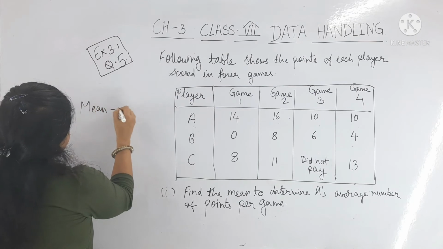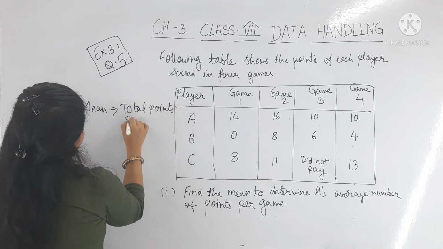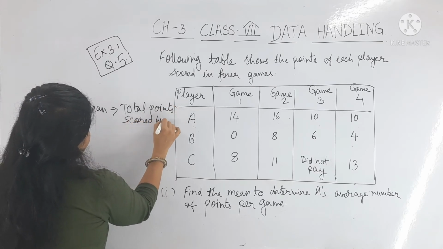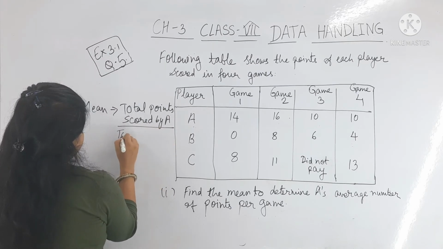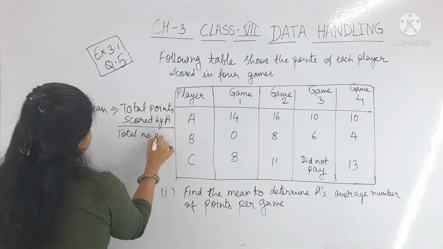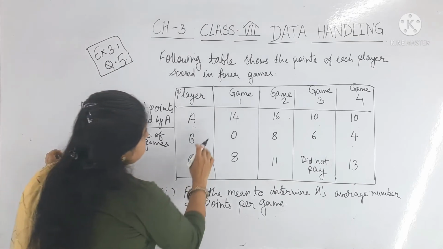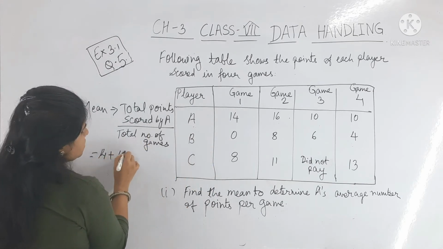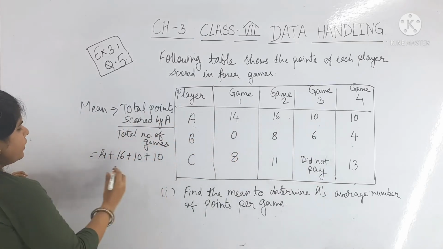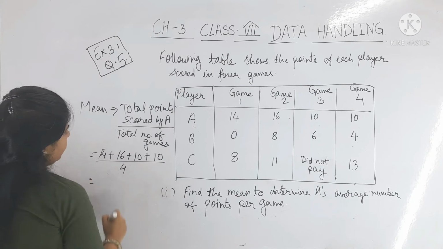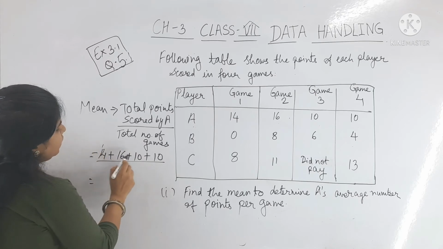Mean is equal to total points scored by A upon total number of games. So total points scored is 14 plus 16 plus 10 plus 10. 14, 16, 10 and 10. And how many games? 4. So here 6 plus 4 is 10, 1 is balance, 2, 3, 4, 5.